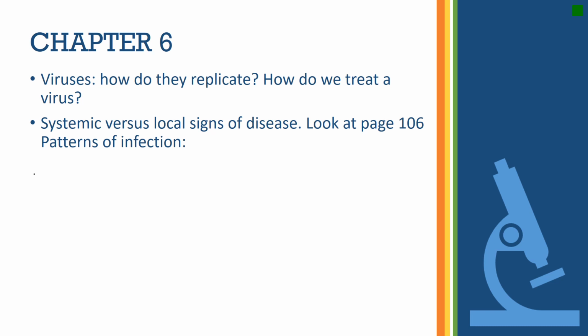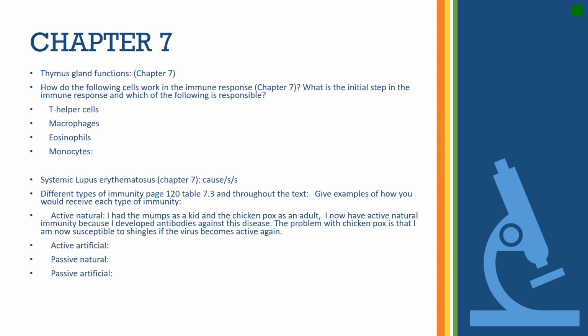Again, systemic versus local. Get that down. What is local? Redness, itching. What is systemic? Fever, that kind of thing. So get those things down for you. All right, let's go to chapter 7, immunity.